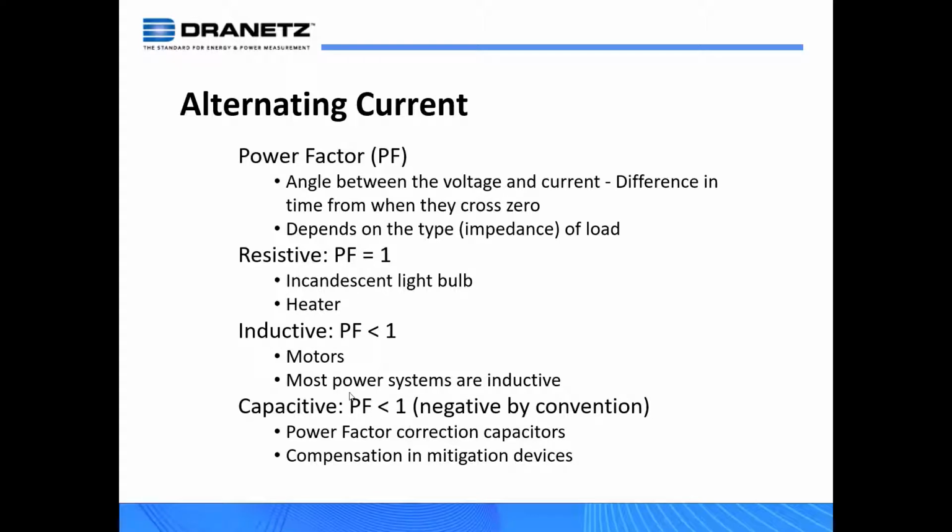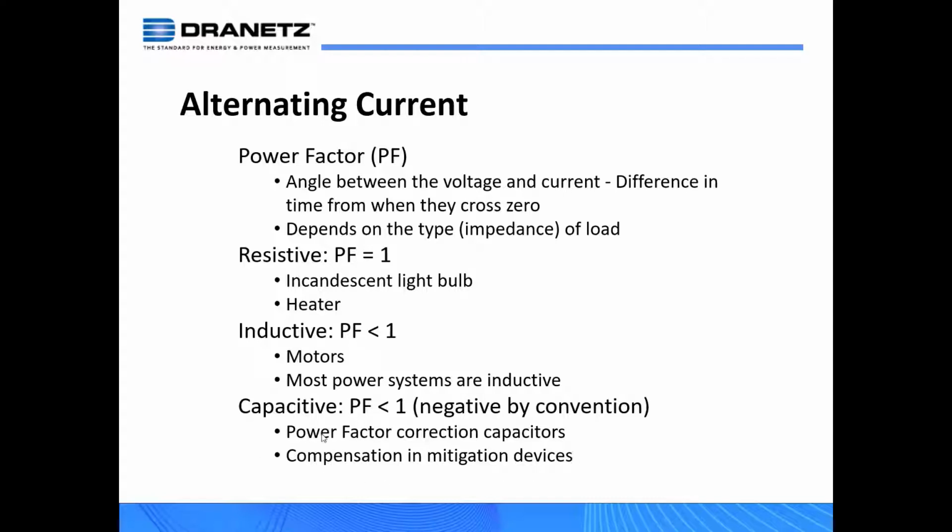Then you have the opposite of inductive, and it's capacitive power factor, which is -1. It's still less than 1, but you will see a minus sign here by convention. Okay, so it's the opposite. And where you may get a capacitive load in the real world, and something that's not on a bench, is power factor correction capacitors. They add in capacitance to improve the power factor, to make it closer to 1, rather, make it more resistive, I should say.